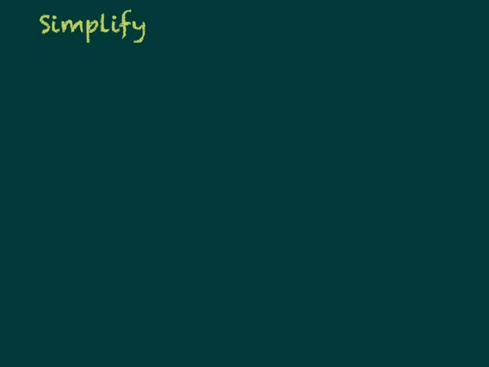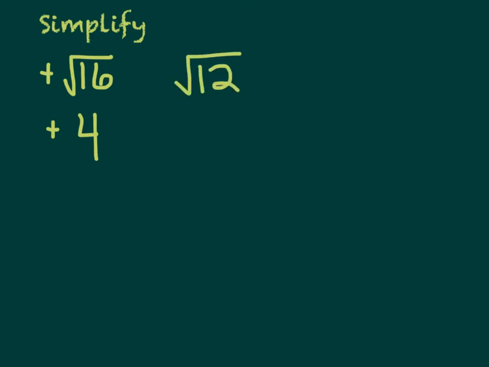We want to simplify. Let's simplify the square root of 16. If I said that, you would tell me 4. It's not plus or minus 4 because I didn't say plus or minus the square root of 16. I said the implied positive square root of 16. So your answer is positive 4. If I want the square root of 12, I'm implying that I want the positive square root of 12.